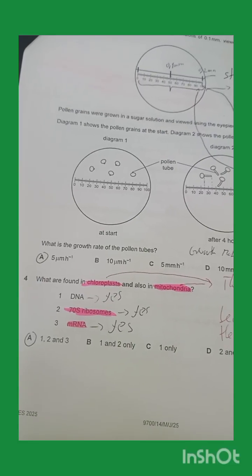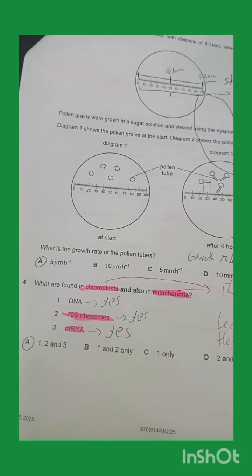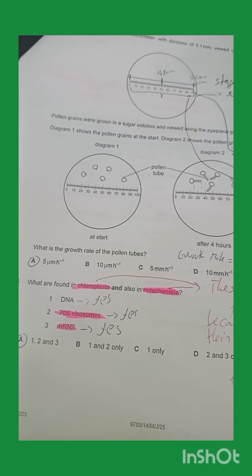Now we get to number 4. What are found in chloroplasts and also in mitochondria? DNA is found in mitochondria and chloroplasts, yes. Ribosomes are found in both organelles, that's also true. And mRNA: if ribosomes are there, of course they're going to have their own mRNA. If they've got their own DNA, they must have their own mRNA, and then ribosomes for protein synthesis. So it's going to be 1, 2, and 3, so option A.